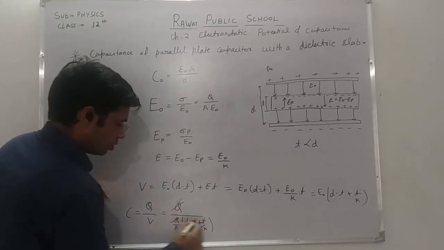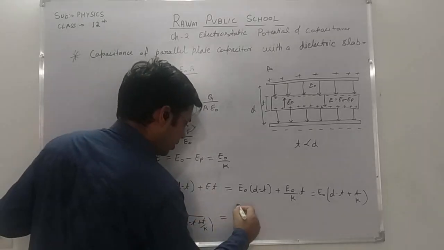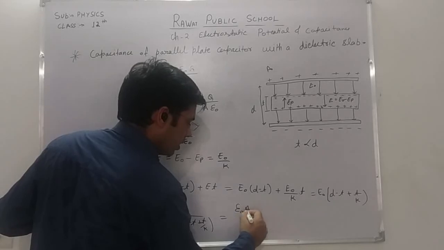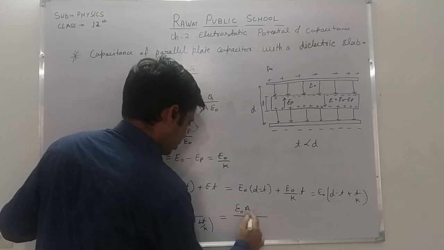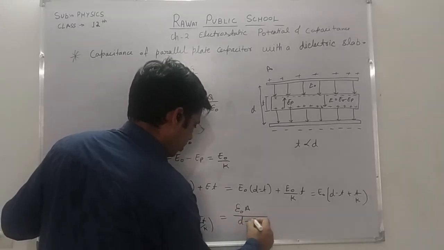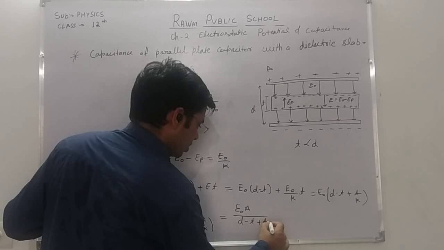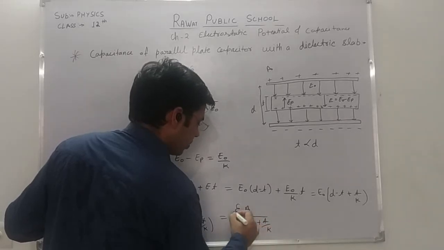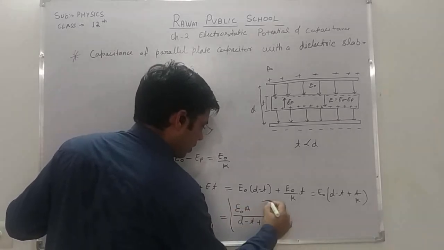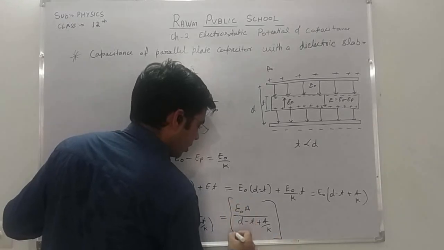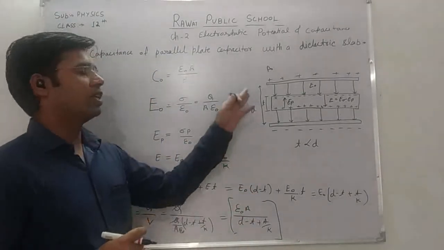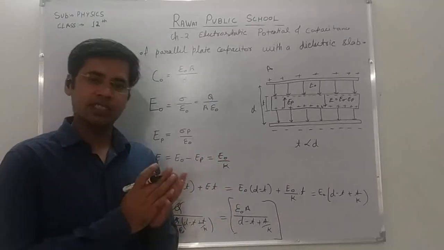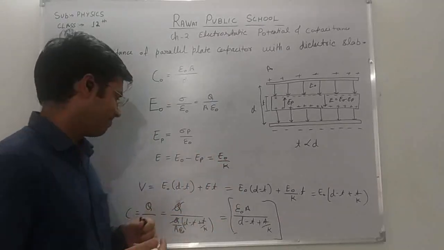Q cancels out, so it is epsilon naught A divided by D minus T plus T divided by K. So this is the capacity of the parallel plate capacitor when we insert a dielectric slab inside it. Thank you.